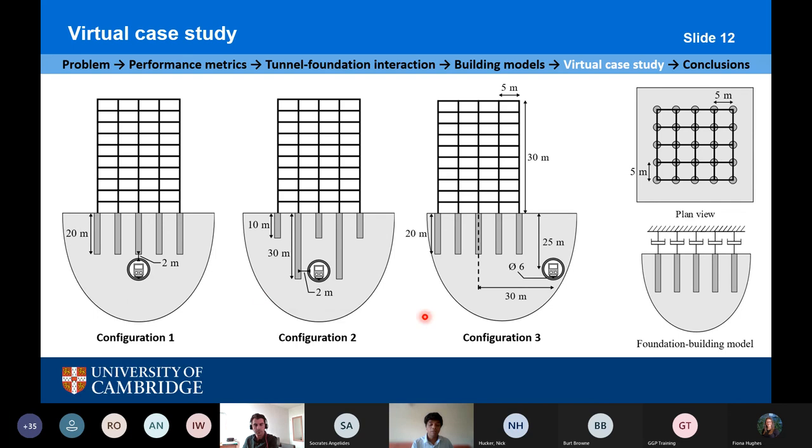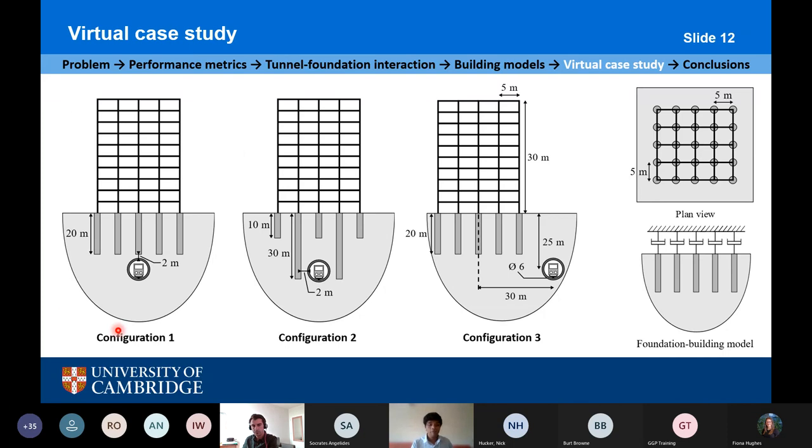So we can see this is the sideways view of the building. And from the plan view, we have 25 piles, so 5 piles by 5 piles. Five columns by five columns for the building. And there are also 25 coupling points between the base of the building columns and the piles themselves. The foundation building system uses dashpots to represent the building, and the piles are represented by the boundary element method that I mentioned earlier in the presentation.